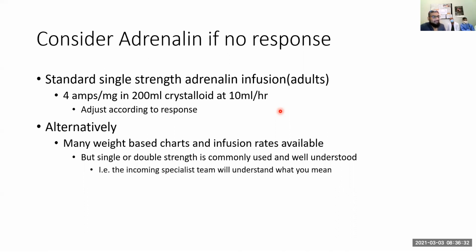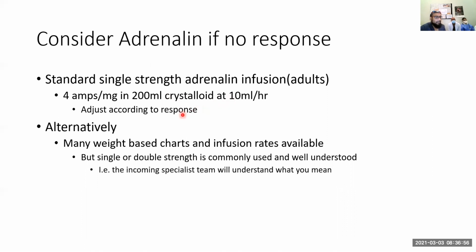So just so that you guys know, standard single strength adrenaline is 4 amps, or 4 milligrams, in 200 mils of crystalloid run at 10 mils per hour. That's standard. So if you tell somebody that you're starting them on an adrenaline infusion, this is what you mean. They will understand if you say I'm starting them on single strength adrenaline. Of course, you can adjust this upwards or downwards depending on your patient's response.